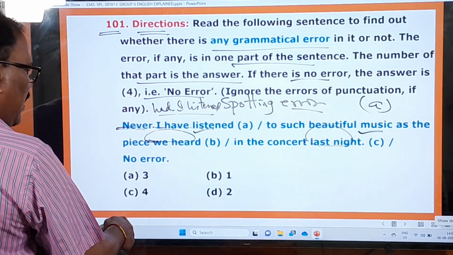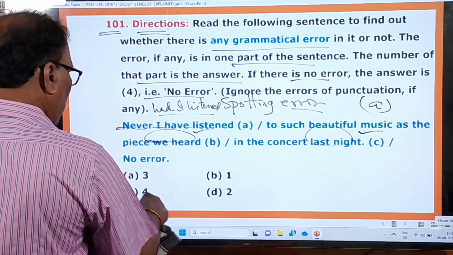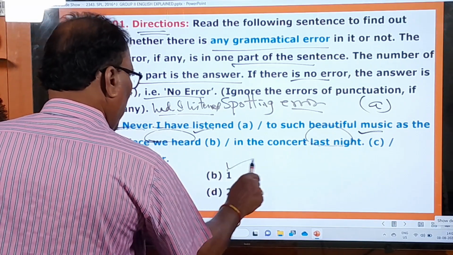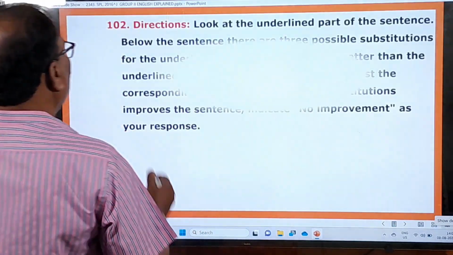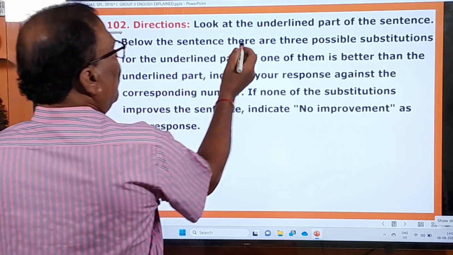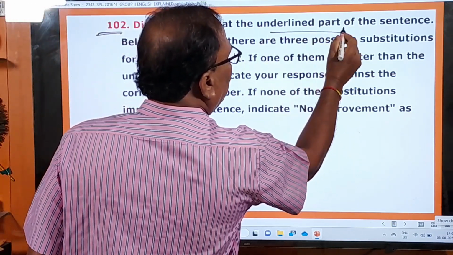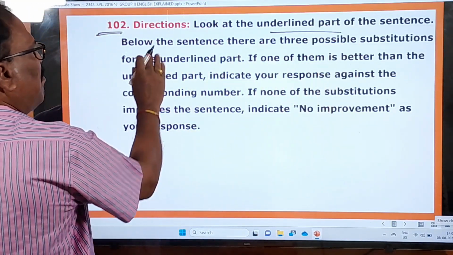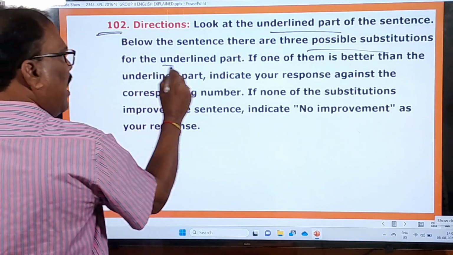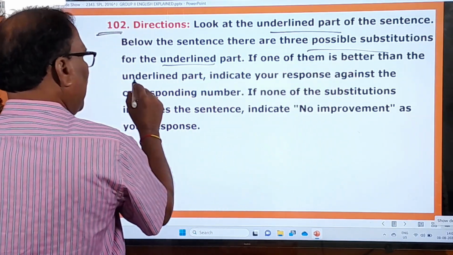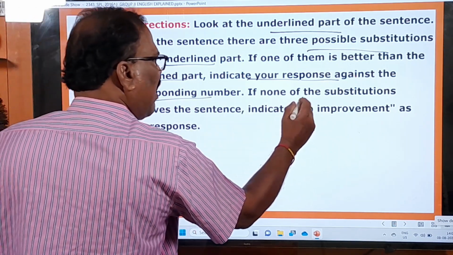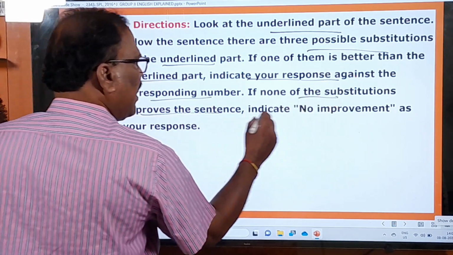So options are given here, 3, 2, 1, like that. You say A. Which part? 1. In part 1 only there is a mistake, right? Again, directions are given. Again, look at the underlined part of the sentence. Below the sentence, three possible substitutions are given for the underlined part. If one of them is better than the underlined part, indicate your response against the corresponding number. If none of the substitutions improves the sentence, indicate no improvement.